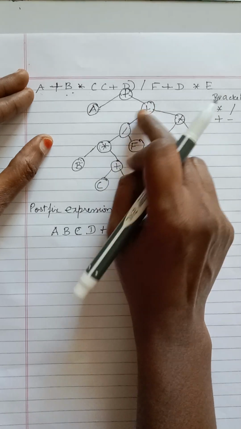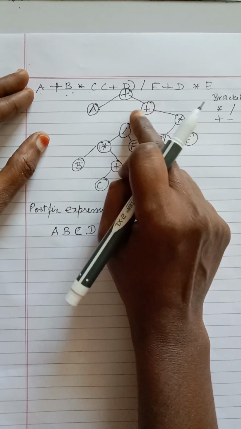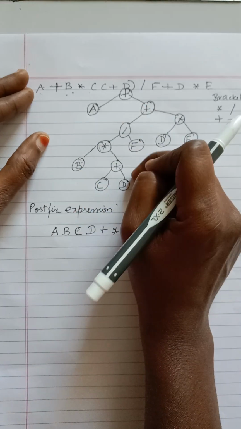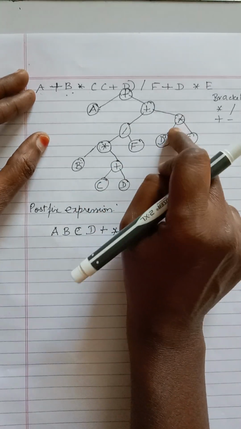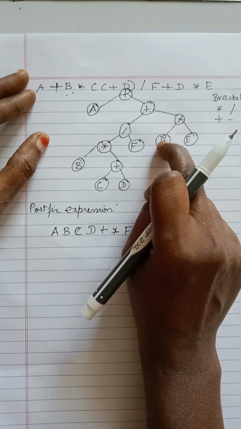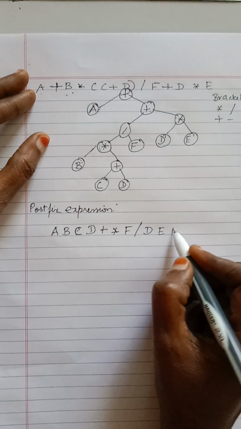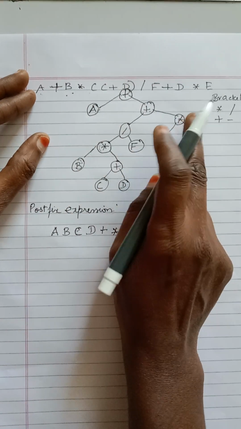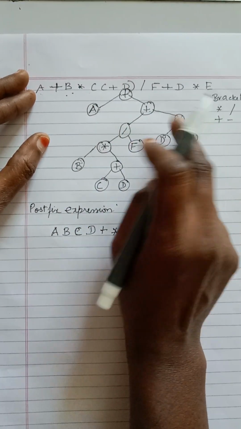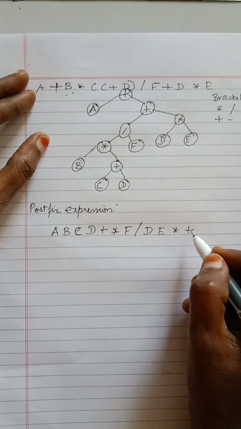Next come here. We have completed this full subtree for this root, meaning left and then right. So go to the right subtree. There we find this root. Then come to the left, write D, E, and then star. Next we have completed left and we have right. Then we go to the root. So we have to write the root. So plus is the root.